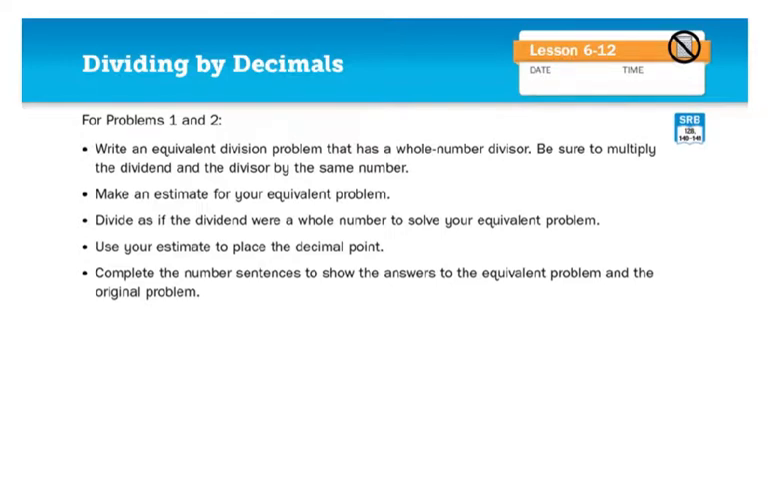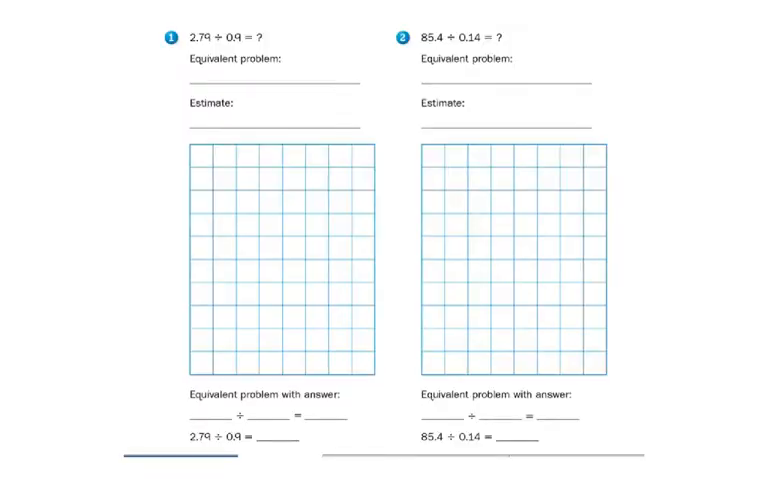So we're going to start on page 227, page 227. And again, a long set of instructions. For problems 1 and 2, write an equivalent division problem that has a whole number divisor. Be sure to multiply the dividend and the divisor by the same number. Make an estimate for your equivalent problem. Divide as if the dividend were a whole number to solve your equivalent problem. Use your estimate to place the decimal point. Complete the number sentences to show the answers to the equivalent problem and the original problem. It's a lot of directions.